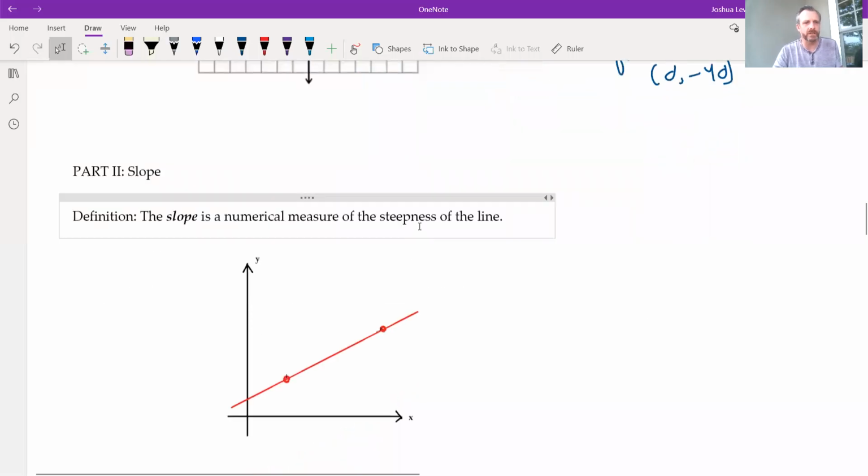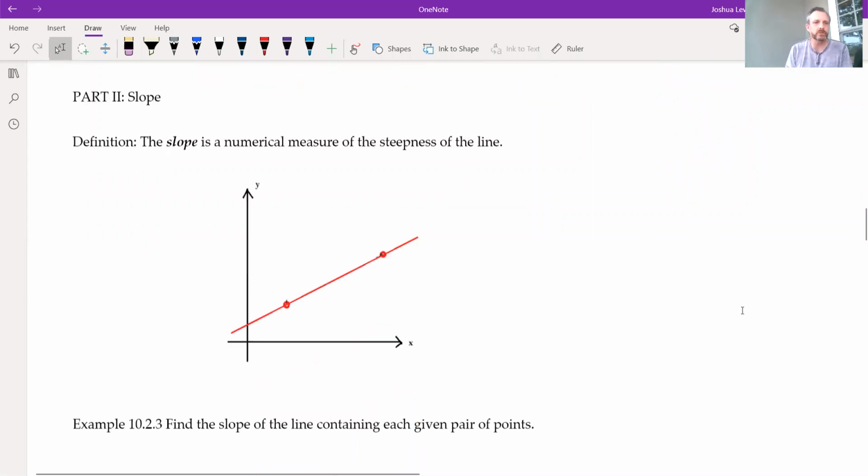So we want to turn to slope now. At its very most basic, the notion of slope is that it's just a numerical measure of the steepness of a line. Now, what do we mean by steepness? Well, steepness is really a ratio, right? It's a ratio of how far up you go over some horizontal distance. And that's what we mean by rise over run, okay? How much elevation do you gain or lose over some horizontal distance?